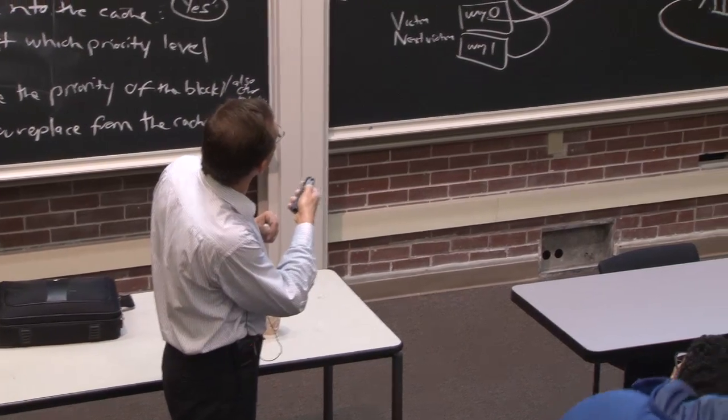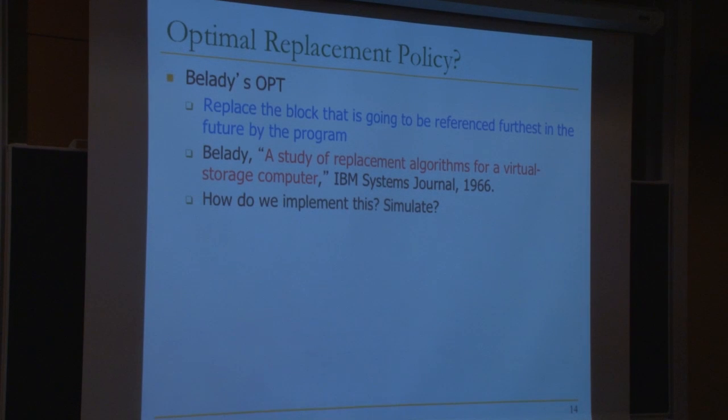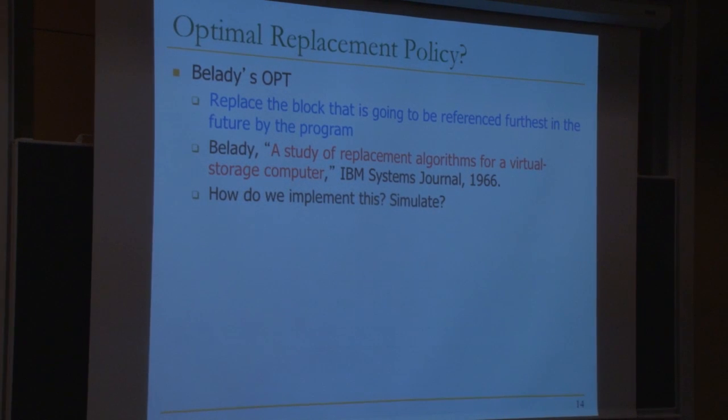So how do you implement this? Well, that's a tough one, right? You need to know the future. That's why it's optimal. Even simulating this is a little bit hard, and you may want to think about that. Simulating it online is a little bit hard while you're actually getting the stream, right? You need to do a two-pass algorithm to simulate.